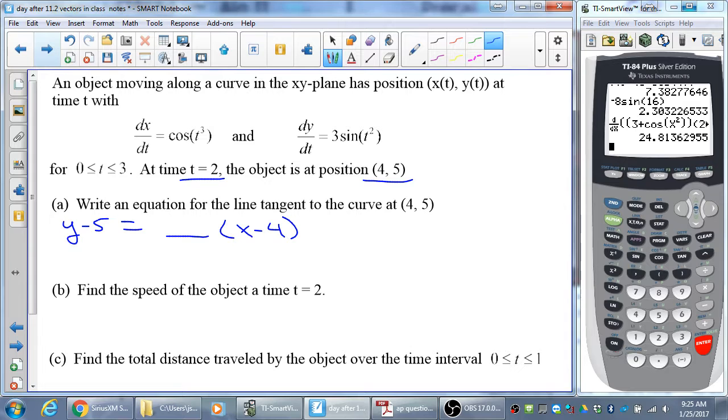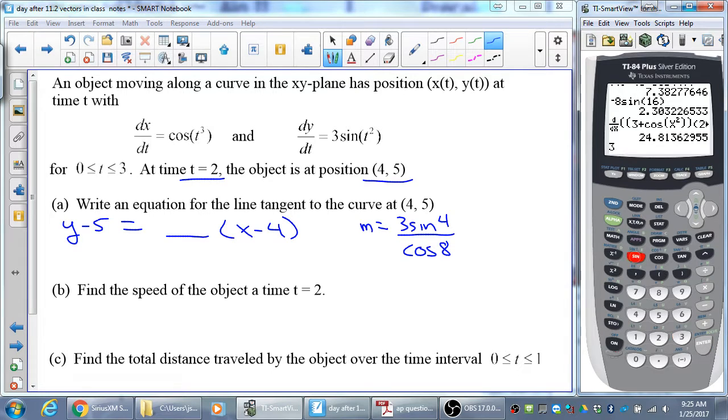We need m is equal to 3 sine of, where are we at? We're at 2. So 3 sine of 4 over cosine of 8. 3 sine of 4 divided by cosine of 8. 15.604.